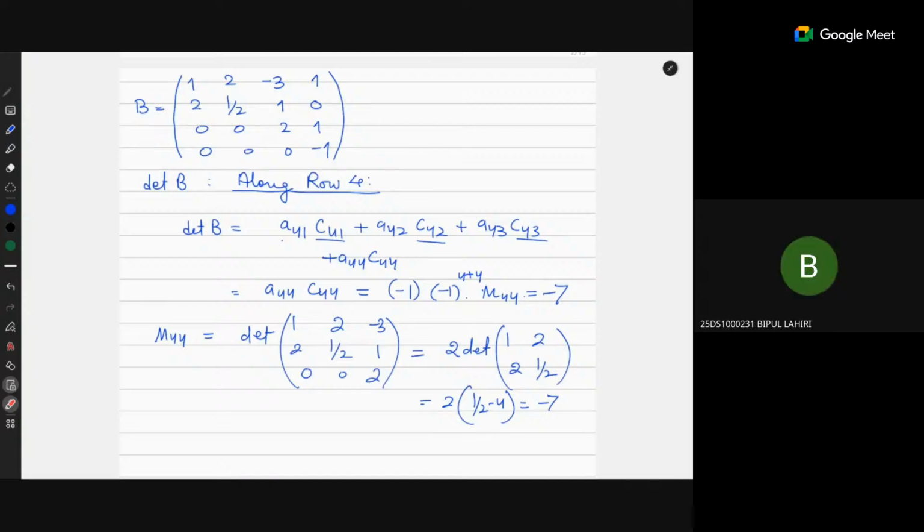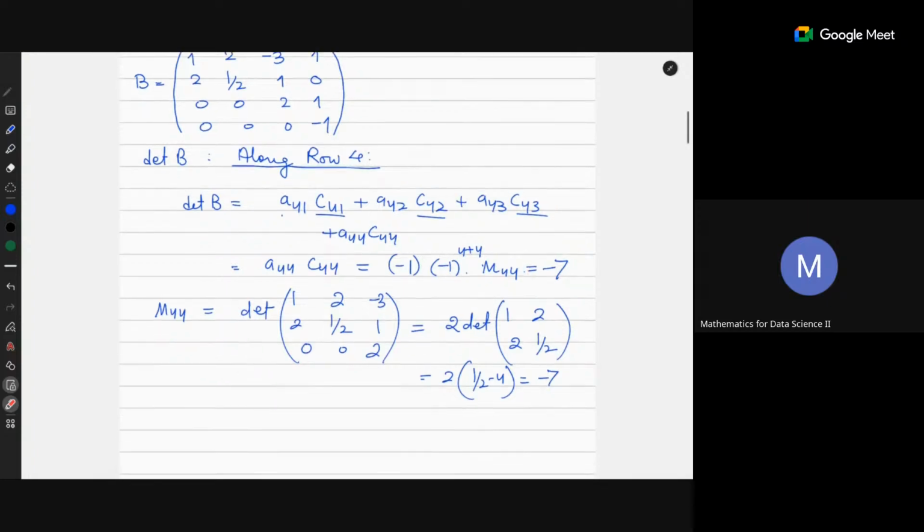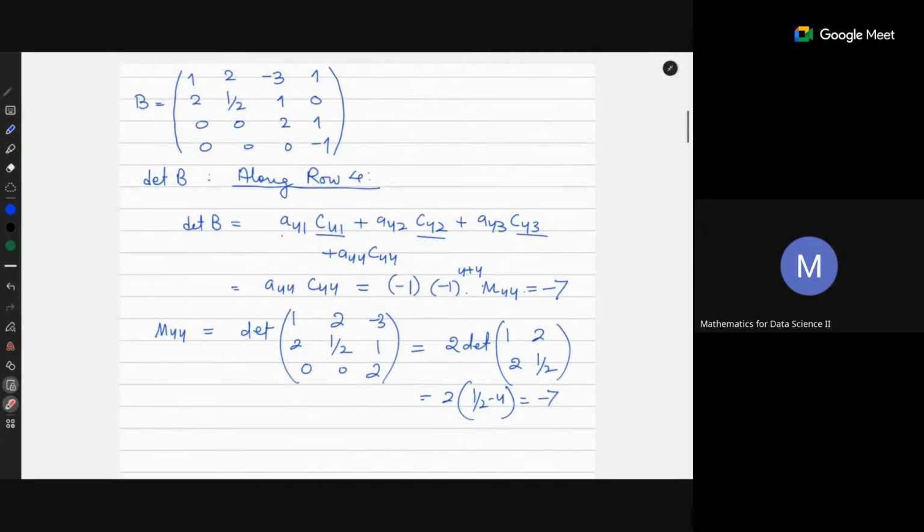Do you understand what I'm trying to say here? Overall answer is 7. That is what we have found out. Now, what I'm showing is that it doesn't matter which row you choose to find out your determinant. You can use row 4. Row 4 in this case is simple because you have three zeros, so you only need to calculate the cofactor of one element. There is only one non-zero.